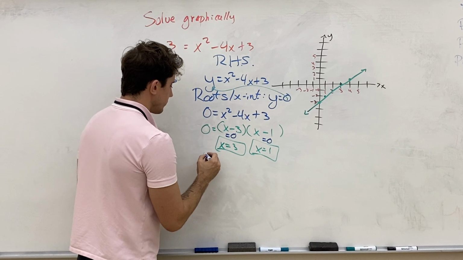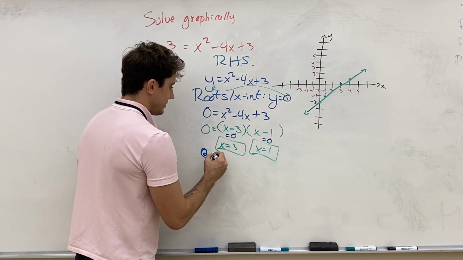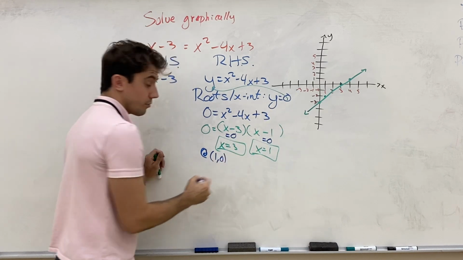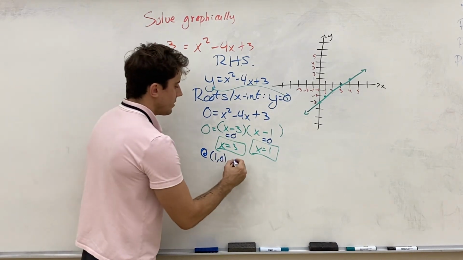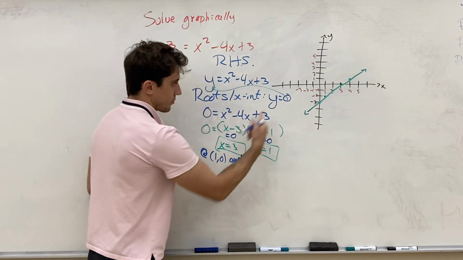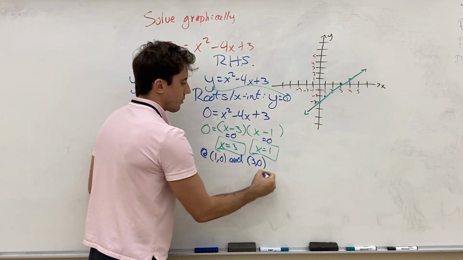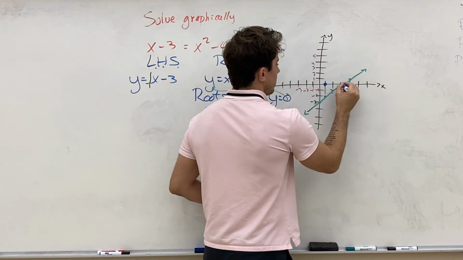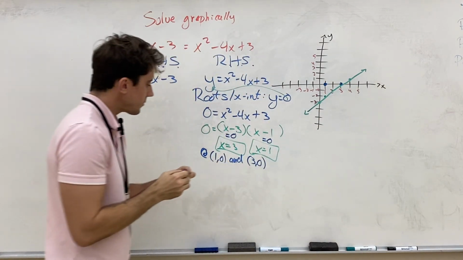So we have the first root at x is equal to 1, y is equal to 0. That's the point (1, 0), right? And our second root is at (3, 0), okay? And now we can put those on our graph: one at (1, 0), and one at (3, 0), okay?